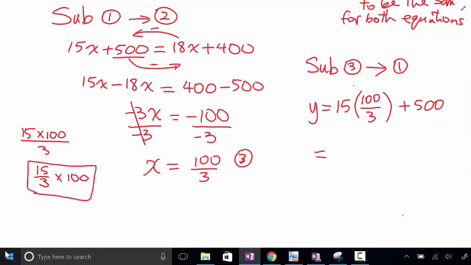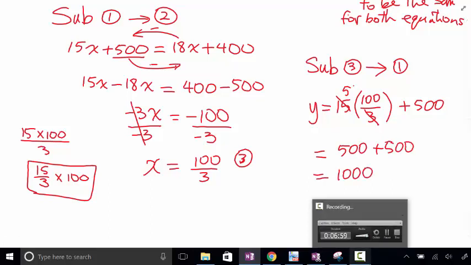So 15 divided by 3 gives you what? 5. So it's 5 times 100, and that gives you 500. And plus another 500. So this gives you 1,000. So what is my conclusion?